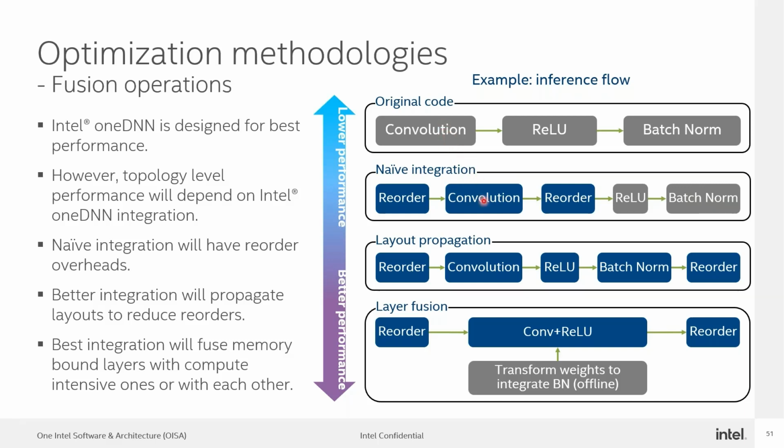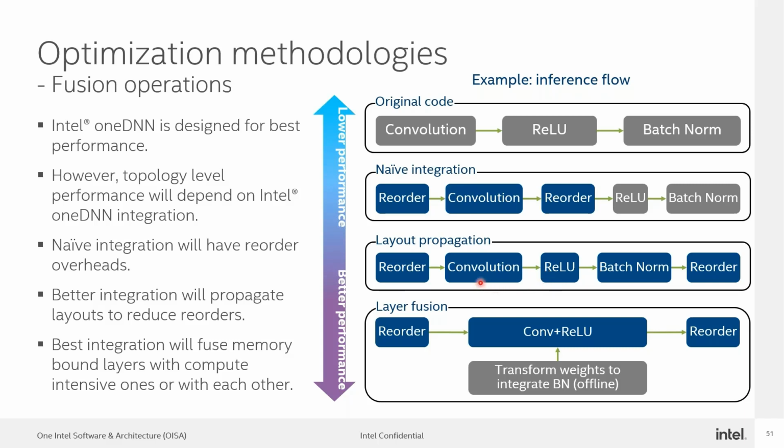And once we enable more operators in OneDNN, then we can replace all of them with the ones that we optimized in OneDNN. Because all of these operators are OneDNN operators, we only have to do reorder at the beginning and reorder at the end. So this will be faster than this naive integration.